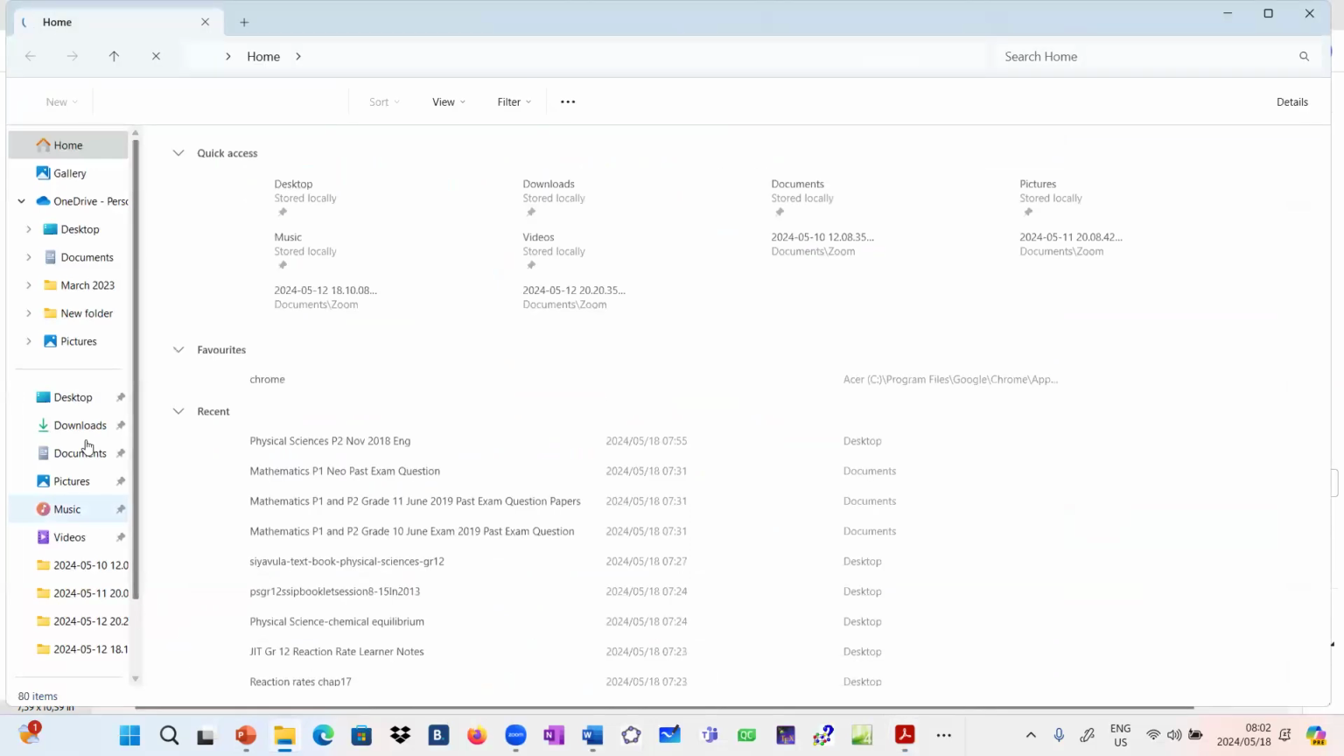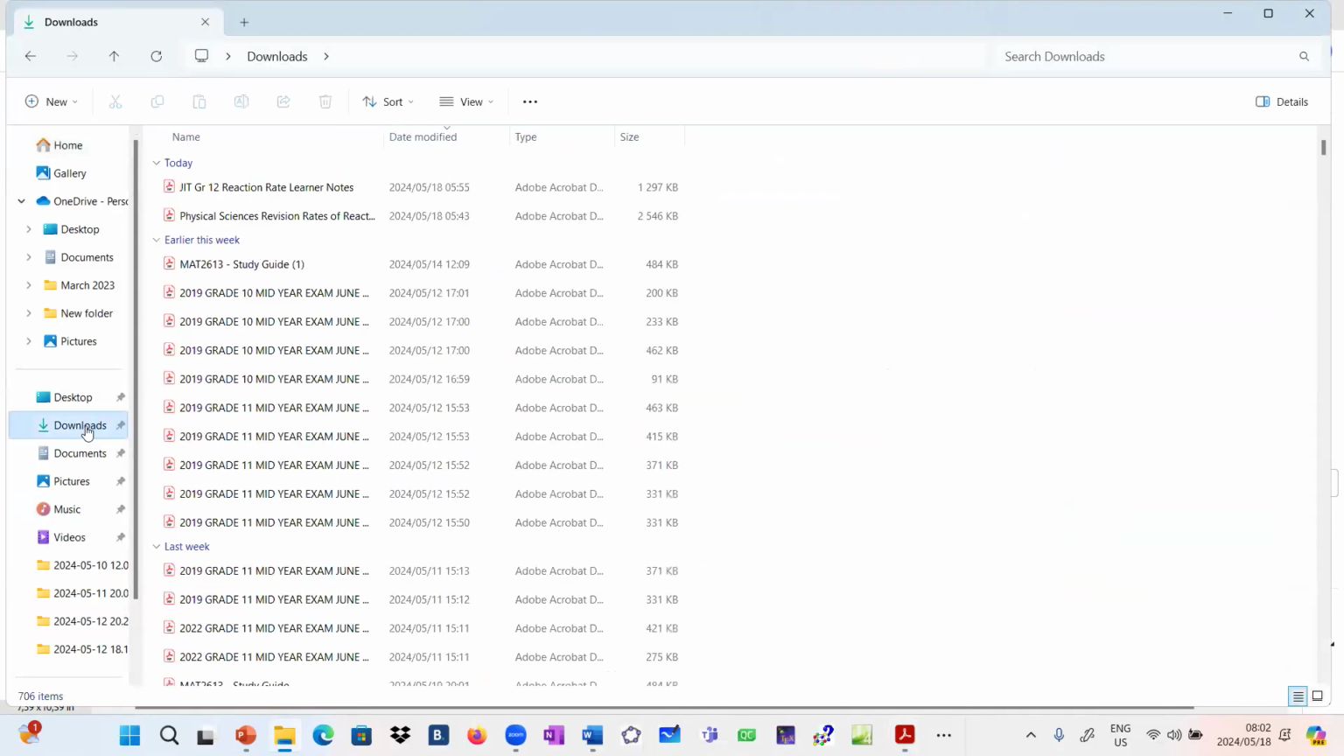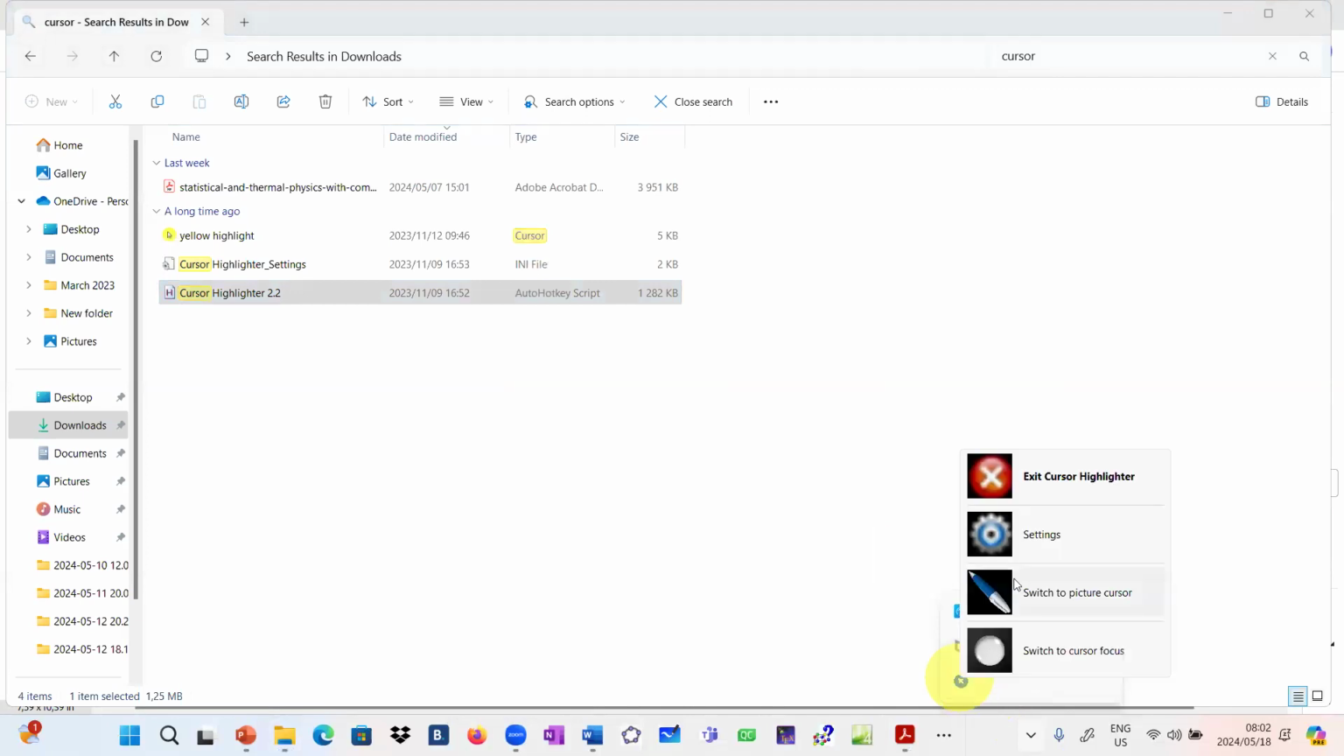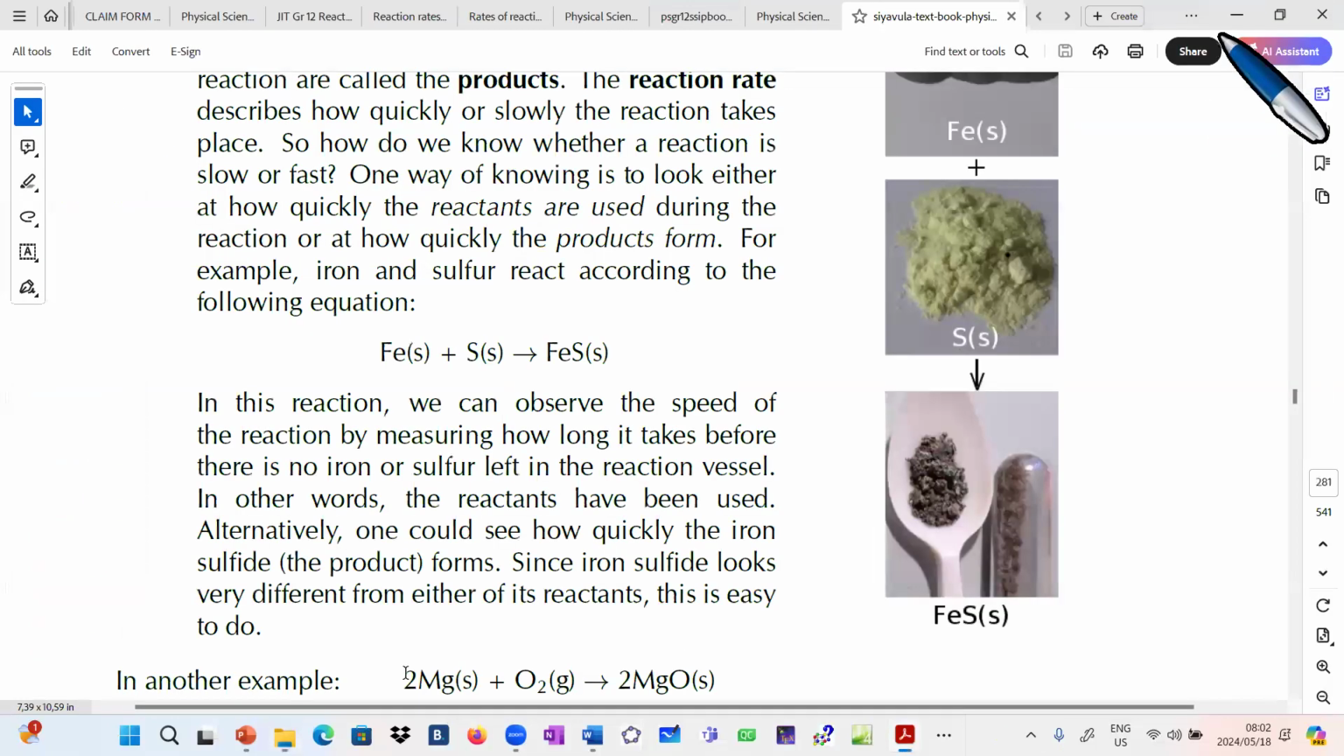But I want us to, okay, I'm going to bring a tool here. I'm going to bring another cursor that we're going to use. I'm going to bring the pen cursor. Okay.